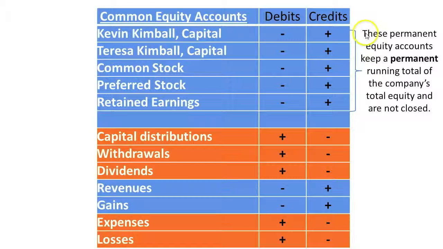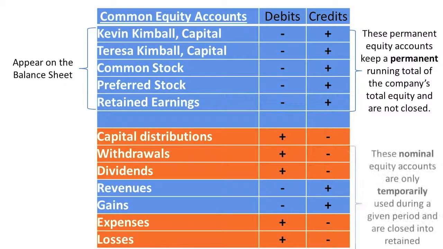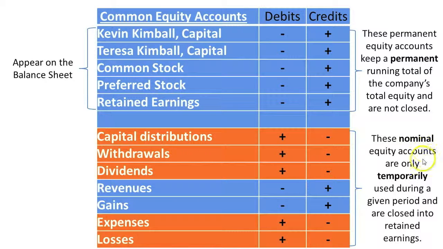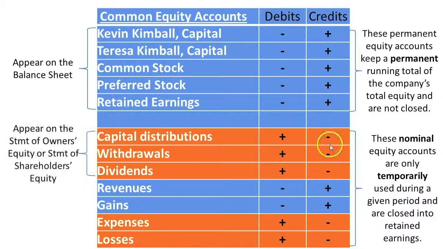These permanent equity accounts keep a permanent running total of the company's total equity and are not closed at the end of the year. They appear on the balance sheet. All these other ones below are nominal equity accounts, and they are only temporarily used during a given year and at the end of the year are closed into retained earnings. These top ones appear in the statement of owner's equity or statement of shareholders' equity or statement of retained earnings, and the lower ones appear on the income statement.